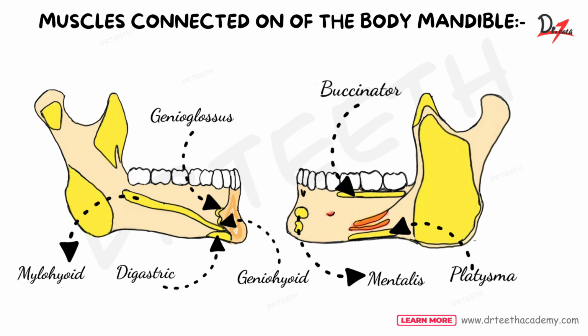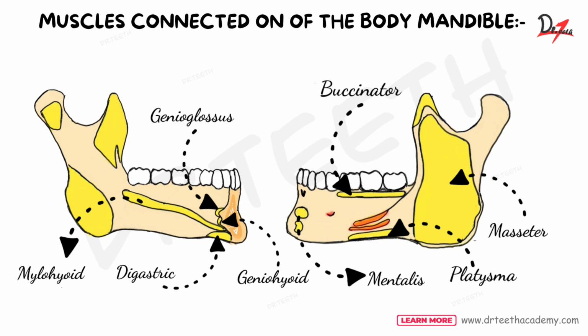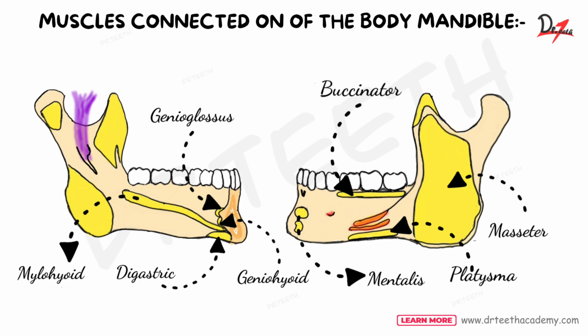Let's focus on the lateral surface of the ramus. The lateral surface, except the posterior-superior part, provides insertion to the masseter muscle. This posterior-superior part is covered by the parotid gland. The lingula gives attachment to the sphenomandibular ligament.